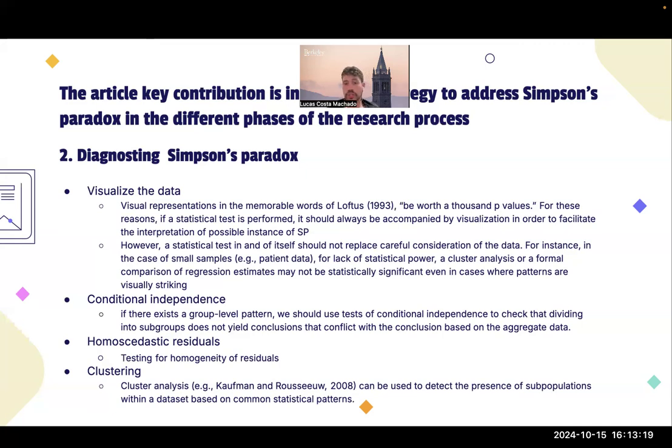Another point is conditional independence. Here it's basically the approach that we discussed in the Berkeley graduate admission case article, which is how to analyze by the different segments.